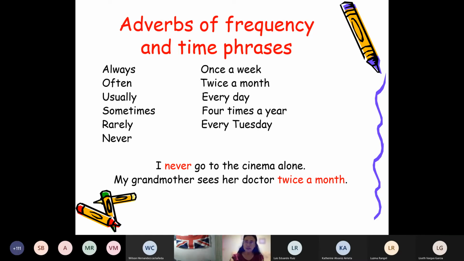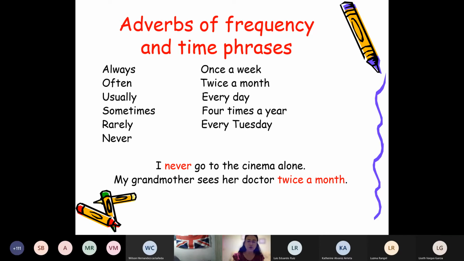Rarely means not frequently, not usually, like 25%. I rarely visit my family. I rarely go to the cinema. I rarely practice sports. And never means 0%. 0% means that you never do an activity. I never go to the cinema alone, or my grandmother sees her doctor twice a month.